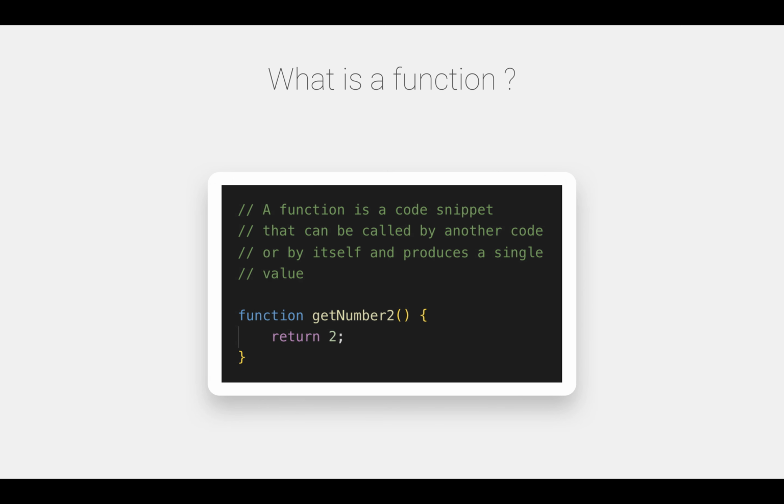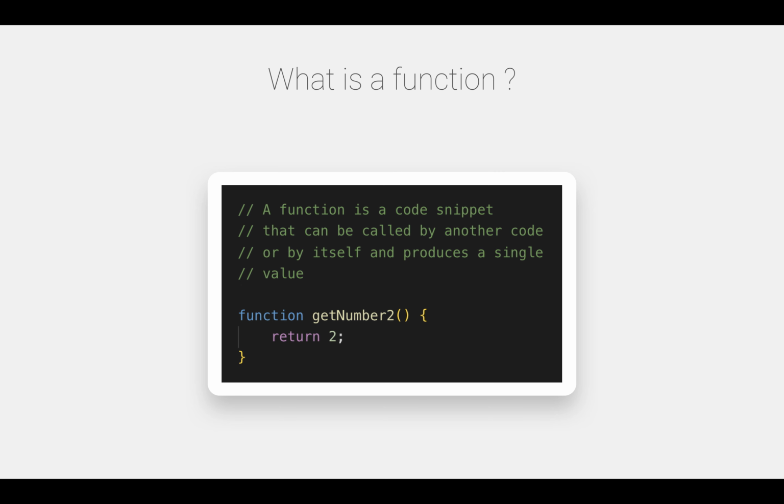Welcome back. Before we get into more complicated concepts on reactive programming, I think it's good to go over some basic concepts. The first one is, what is a function? You probably know what a function is right now, but just in case, let me go over it again. A function is a code snippet that can be called by another code or by itself and produces a single value. This is key, right?